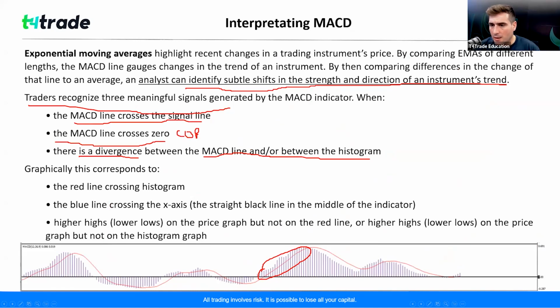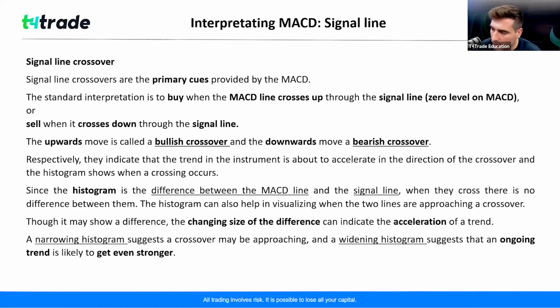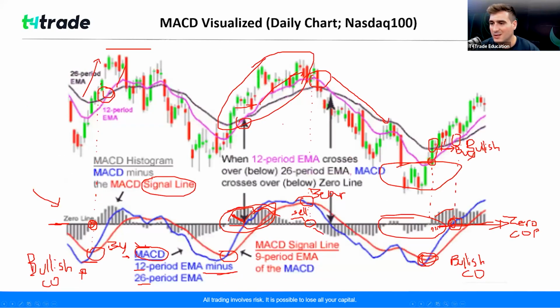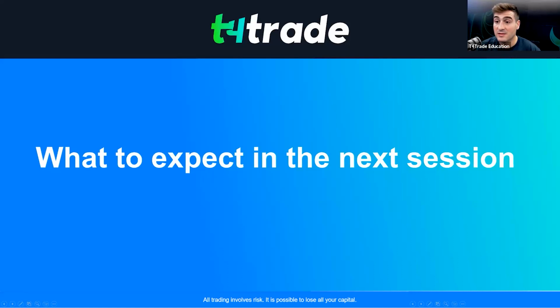What else? Graphically, this corresponds to the red line crossing the histogram, the blue line crossing the x-axis, and higher highs, higher lows. We're going to see them in a live environment soon. What time is it? We have 15 minutes to cover the whole thing. Hopefully we're going to go over single line crossover. We covered the whole thing when we went over the narrative here, so there's no additional information in this slide. Therefore, let's skip it and go to a live environment in order to do this whole thing together.